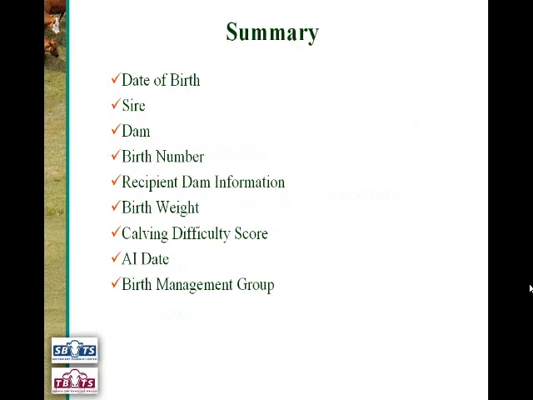So, just a summary of the information that's required for the birth traits. When you've got animals at birth, we need a date of birth, sire and dam, the number of calves in that birth, recipient dam information for any embryo transfer calves, a birth weight, a calving difficulty score, AI dates for any of your AI joinings, and birth management groups for any animals which have been treated differently prior to calving, where that would have had an impact on their actual birth performance.